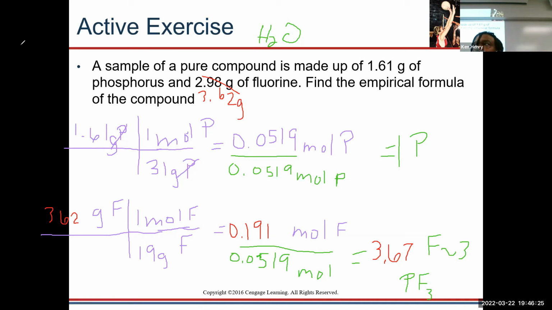So if we have a number ending in 0.2, what can I multiply 0.2 by to make it a whole number? By 5, right? Because 5 times 0.2 would be 1, right? Okay, so if I have 0.25, what can I multiply that by to make it a whole number? 4.